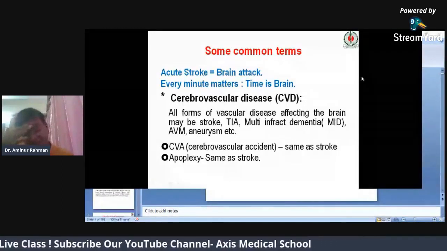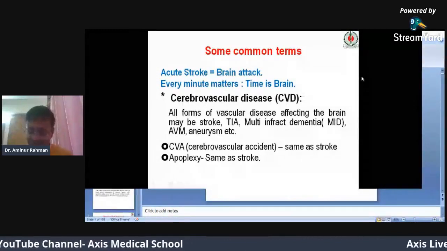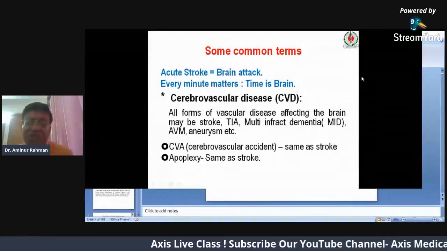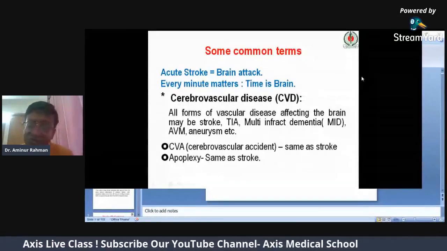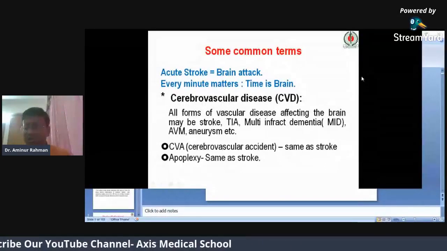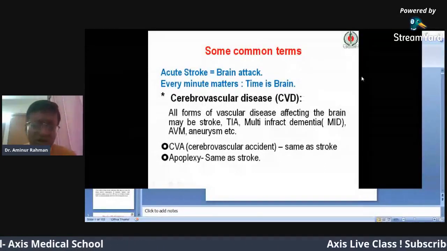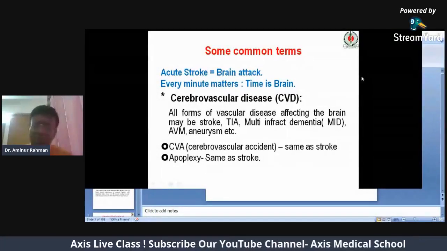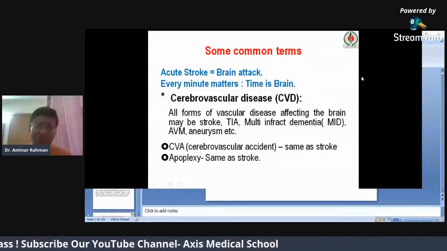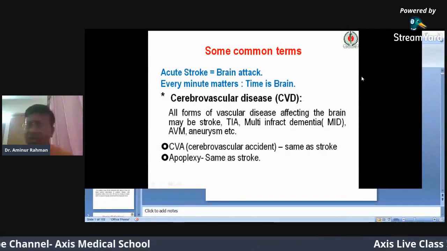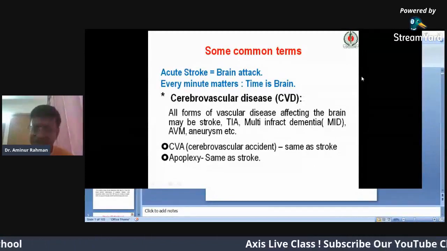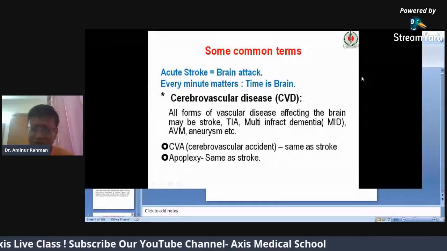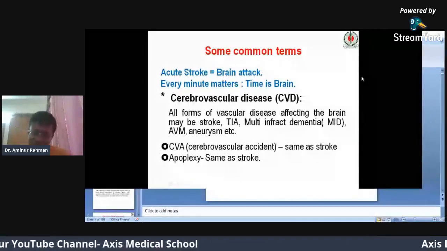Some medical personnel use the term cerebrovascular disease, CVD. It is now obsolete because all forms of vascular disease affecting the brain may be stroke, TIA, multi-infarct dementia, AVM, aneurysm, etc. So all cerebrovascular disease may lead to stroke, TIA, multi-infarct dementia, AVM or aneurysm. So it is a misnomer term, and we do not use cerebrovascular disease now.